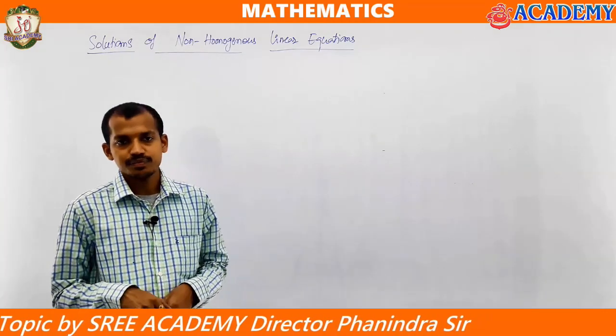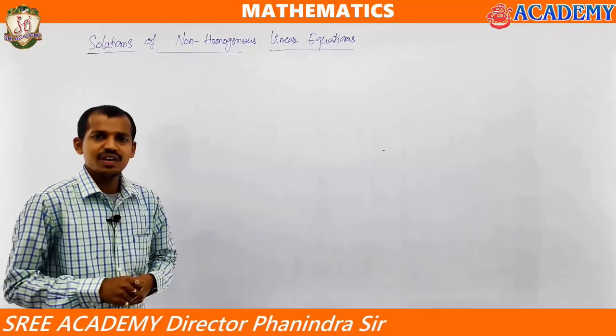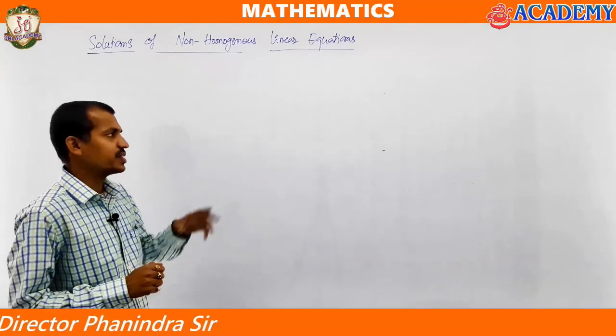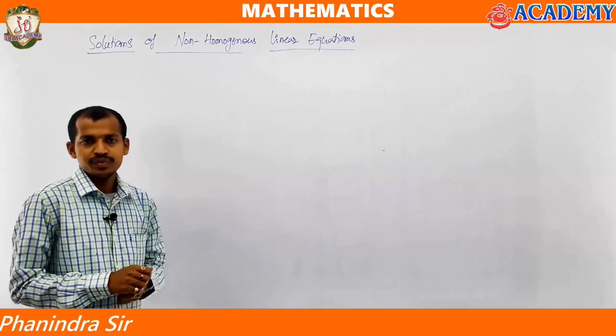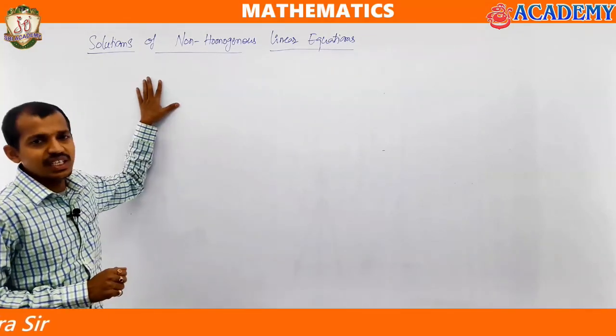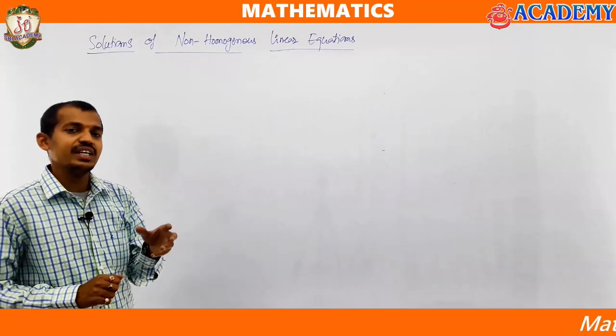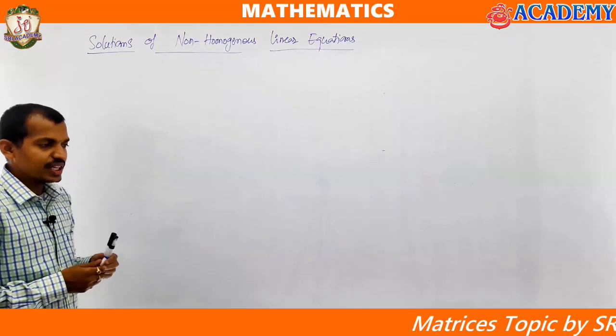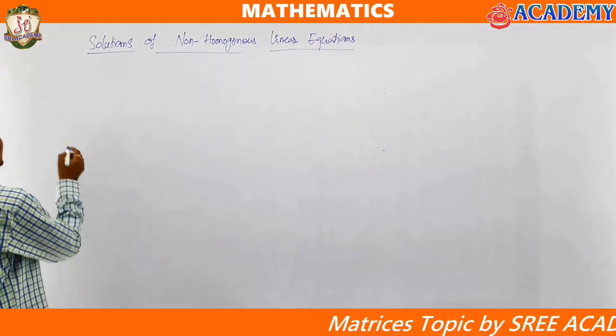We'll see. In our syllabus we have linear equations, both homogeneous and non-homogeneous. First we will see non-homogeneous. Here we are taking linear equations containing three unknowns. Here I am writing that equation. To solve for three unknowns we require three equations.